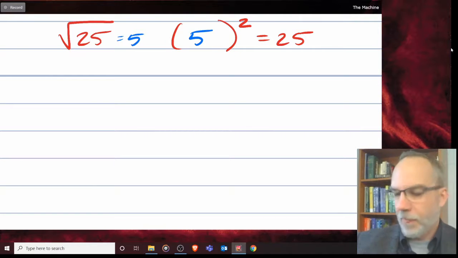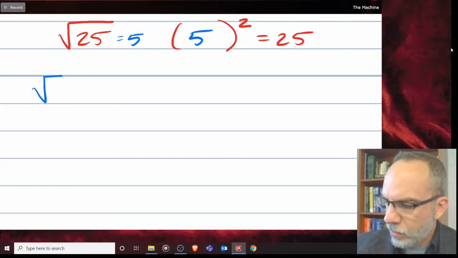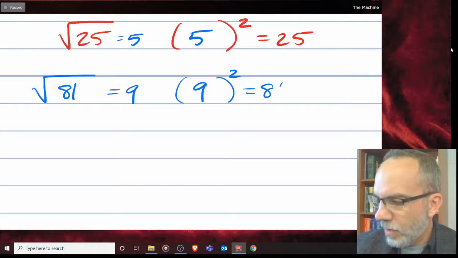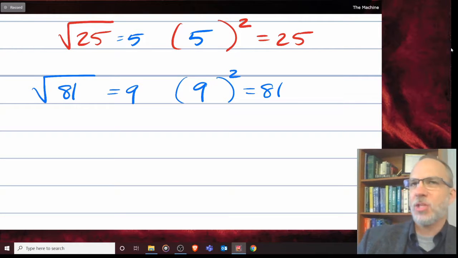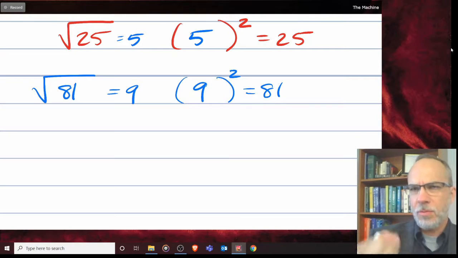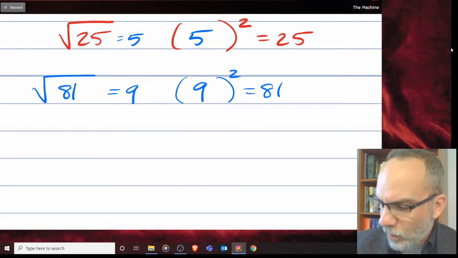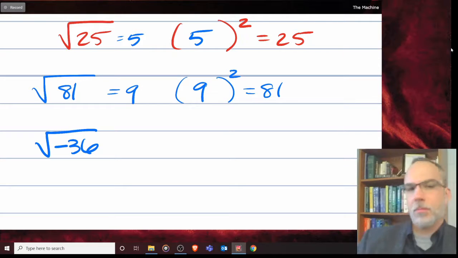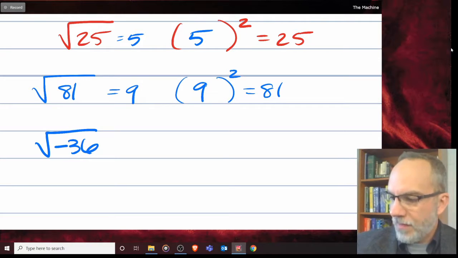is 25. If I said the square root of 81, you're going to say, well, that's 9. Of course it is, because 9 squared is equal to 81. See, it's asking you for the base. It's asking you for the beginning thing of the exponent, which I think is why it's called a root. Like the root of a tree is where it comes from. Same idea there. Now, that's why this is a problem. Square root of negative 36. You should know that that's not allowed. You cannot take the square root of a negative number.